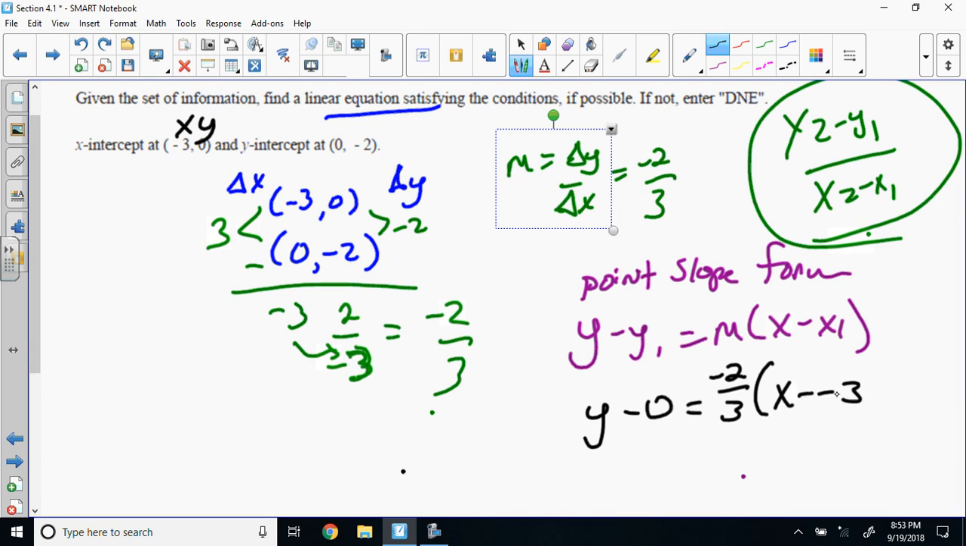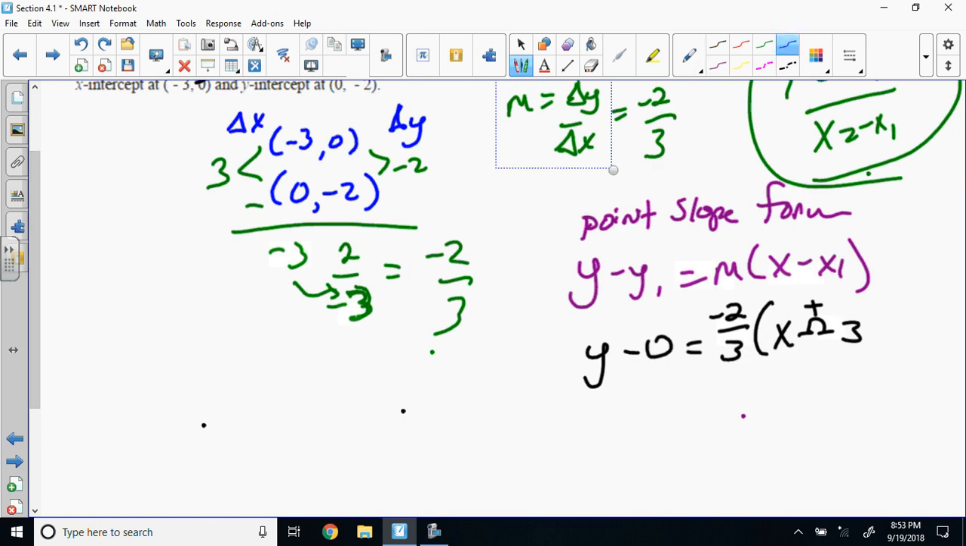So when I subtract a negative, it becomes a positive, right? You have to understand that when it's x minus something, it changes the signs. Now, y minus 0. It's good to use the x-intercept because your y value is 0. Now let's distribute. That's negative 2/3 x, and that becomes negative 2, because negative 6/3 is negative 2. So I'm assuming it's not always going to give us the y-intercept. Well, it will for this one.